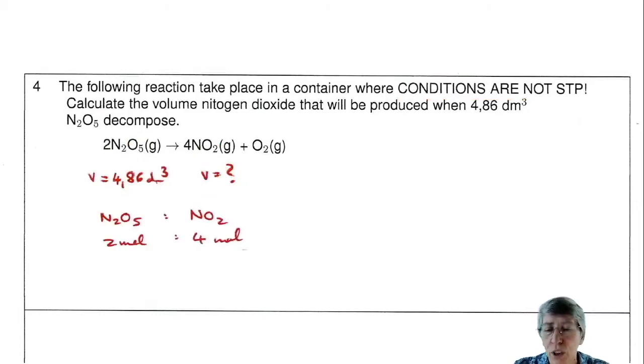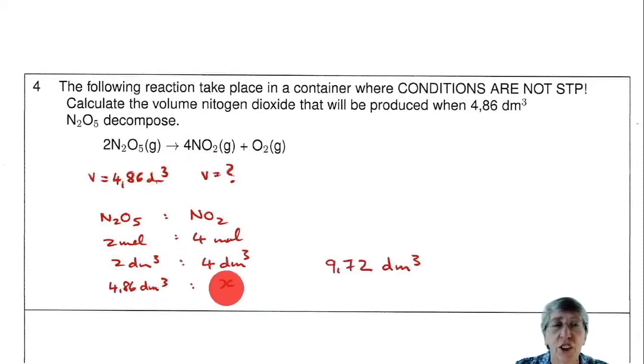This time I'm not going to convert to moles. I'm going to say 2 moles are going to produce 4 moles according to the equation. But what do I know? The mole ratio is exactly the volume ratio. So 2 cubic decimeters will produce 4 cubic decimeters. And then I can just work out how many is then produced by 4,86. So here we can do cross multiplication and you end up with 9,72. So if the mole ratio is 1 to 2, 2 to 4 is the same as 1 to 2. If the mole ratio is 1 to 2, then the volume ratio is also going to be 1 to 2.